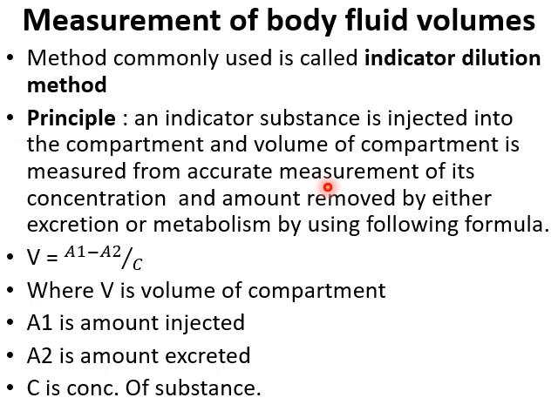After measuring this, with the formula V equals (A1 minus A2) divided by C, we can calculate the volume of the compartment, where A1 stands for the amount injected, A2 stands for the amount excreted, and C stands for the concentration of the substance. This is how we measure the different body fluids.